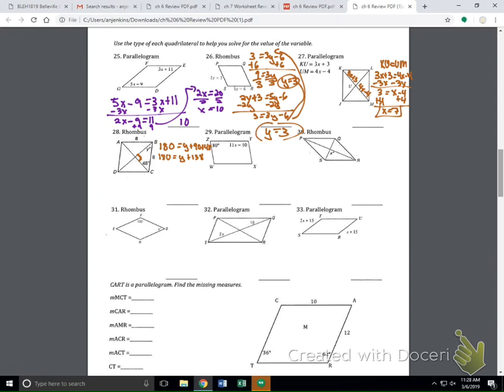So you had to know those properties. Those properties are going to continually come back. We're going to subtract over the 138. We end up with y equaling 42 degrees.